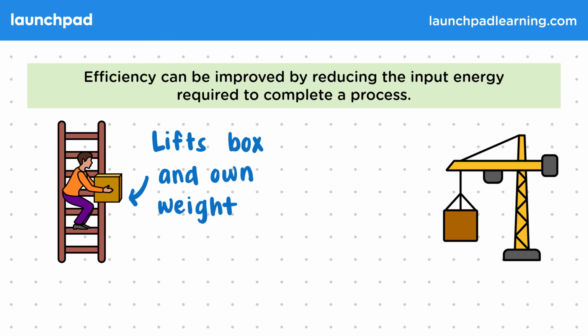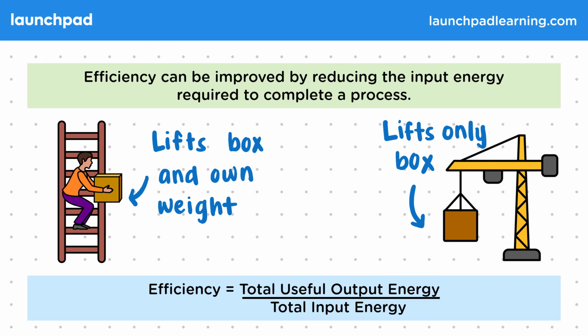If we use a crane to lift the box, it reduces the input energy, as it only has to lift the box and doesn't have to lift its own weight. This increases the efficiency of the process as the denominator on the fraction is smaller due to less input energy. You don't need to know this specific method of reducing input energy for your exam, but you might be expected to describe how given methods reduce input.